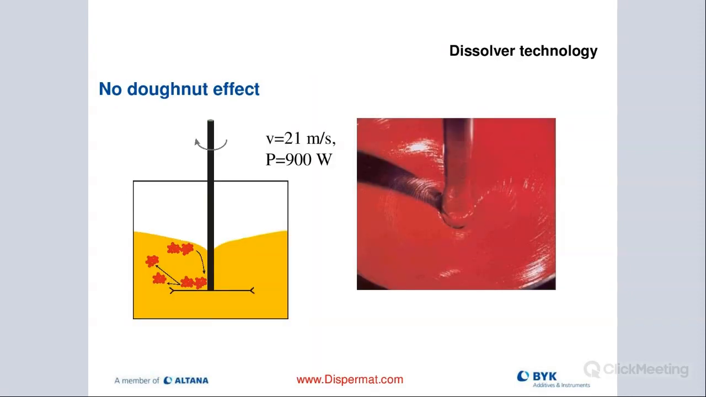And then in this case, we're putting 900 watts of energy in, 21 meters per second, also not really optimized. And basically, we don't have a donut at all. So the donut is important. It's the visual cue to tell us what is really going on with our dispersing process.